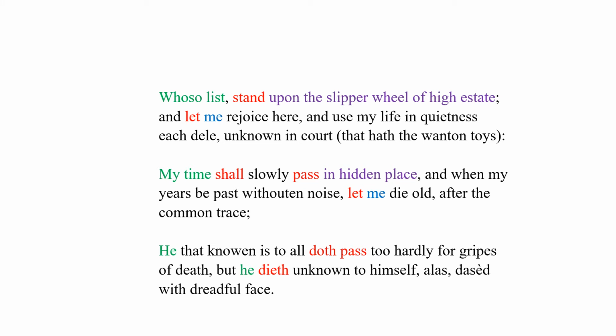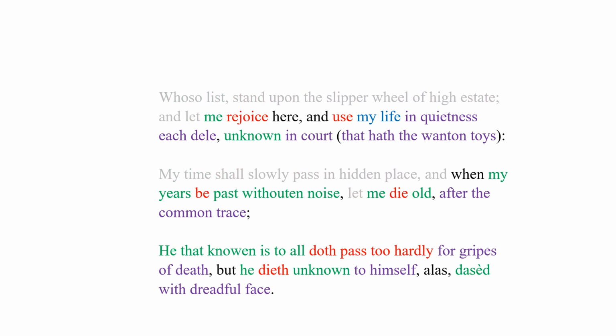That person dies not just with this difficulty, but he dies unknown to himself. Whereas the speaker is unknown to others, at least he knows himself. The one who dies in the intrigues of court dies unknown to himself, dazed, with a dreadful face. And one could think of being executed, and that's probably something that Sir Thomas Wyatt has in mind. It may not be only ever thought of in that way, but that is one of the shades of meaning in the poem.